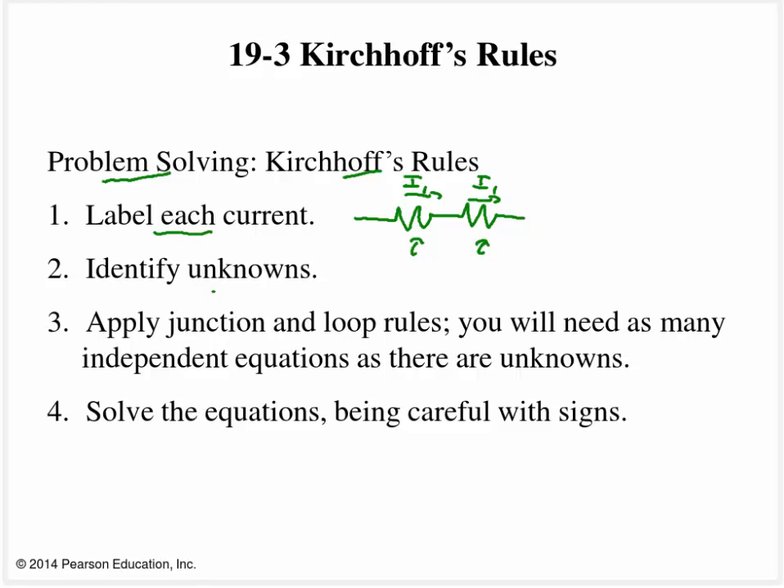Then identify the unknowns. Typically there's going to be at least 2, maybe 3: I1, I2, and I3. Then you want to apply the junction rules and the loop rules, and you need as many equations as there are unknowns, so 3 equations, 3 unknowns. And then you just have some algebra to do. We can solve 3 equations, 3 unknowns. It can be an algebraic mess, so be careful as you manipulate it.